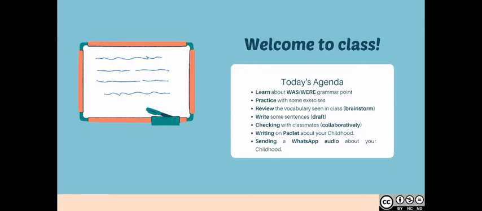This is today's agenda. We will learn about the was and were grammar point, practice with some exercises, review the vocabulary seen in class, write some sentences using a draft, checking with classmates, working collaboratively, writing on Padlet about your childhood, and finally, sending a WhatsApp audio to the teacher about your childhood.